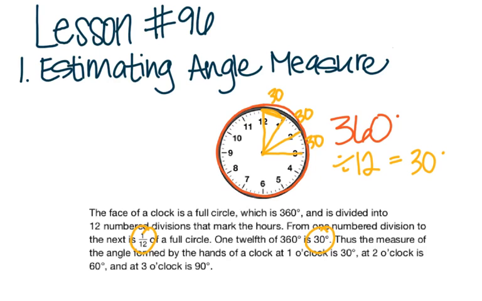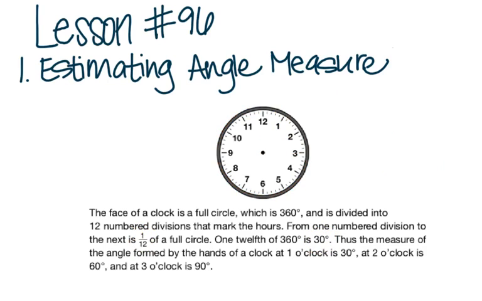So at 1 o'clock, it's gone 30 degrees. And then at 2 o'clock, it's gone 60 degrees. At 3 o'clock, it's gone 90 degrees. And that's something familiar to you because we can see here that is 90 degrees. 30 plus 30 plus 30 is 90 degrees. And there is our right angle. And we know that's 1/4 of our circle and 90 degrees of our circle.